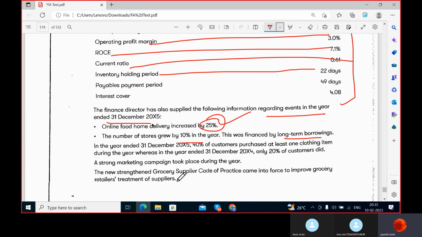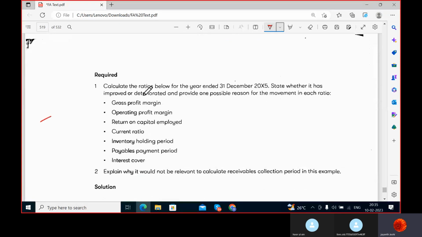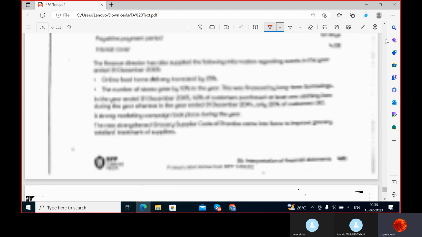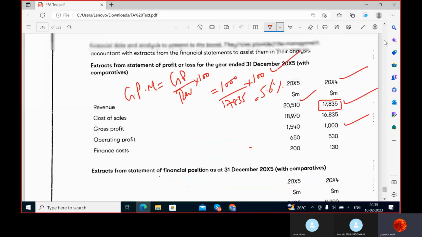The new strengthened grocery supplier code of practice came into force to improve grocery retailers' treatment of suppliers, and they are asking you what to do. Whatever ratios you are seeing here, you have to calculate the same ratios for the year 2005, and see whether the current year performance has been better compared to the previous year. So I want you to find out the gross profit margin for 2005. Take the 2005 gross profit and 2005 revenue and tell me the ratio.